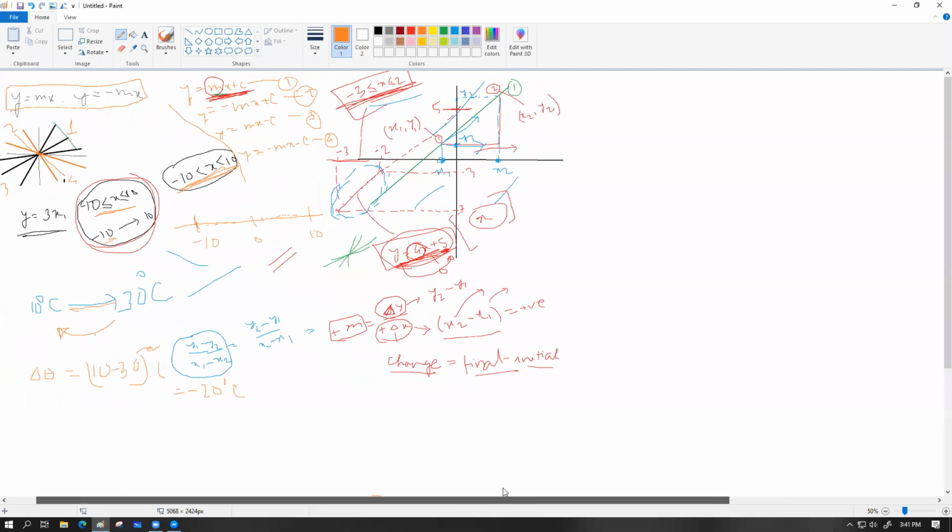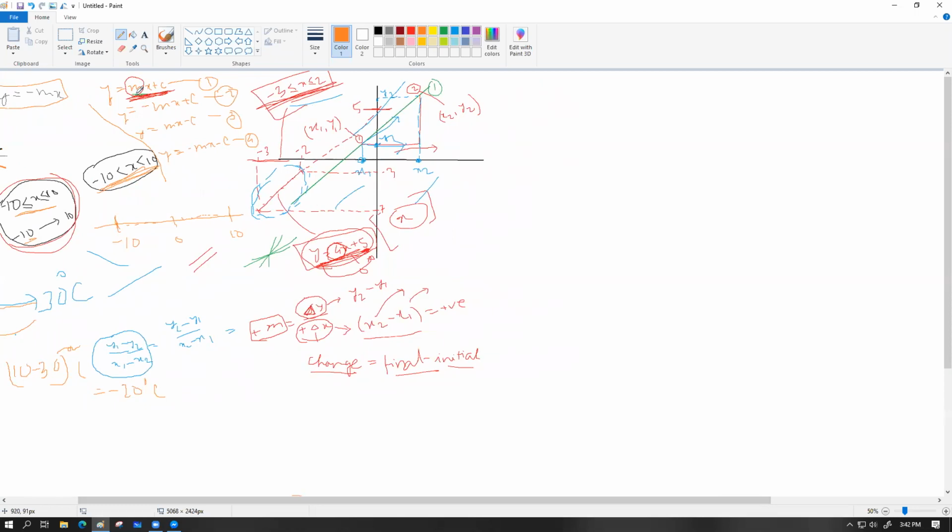The point that I was trying to make is that if your gradient is positive, your line should look like this. If your gradient is negative, your line should look like this. We are clear about this much, right? Yes, sir. All of us. And also, if your C is positive, then that line should cut the y-axis on the positive side. If your C is negative, then that line should cut the y-axis on the negative side.